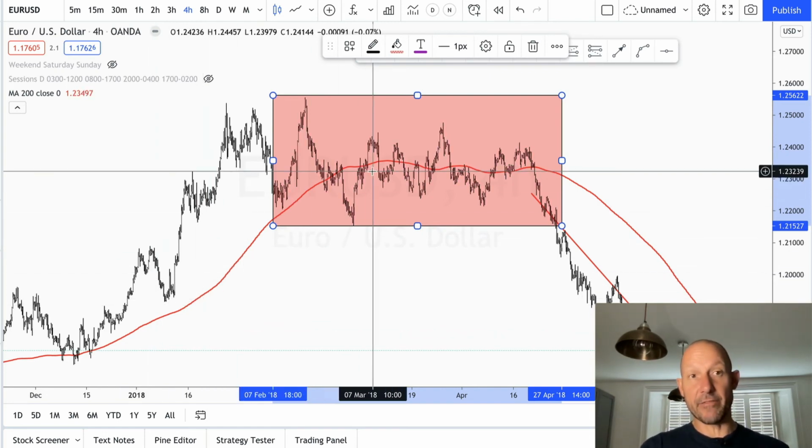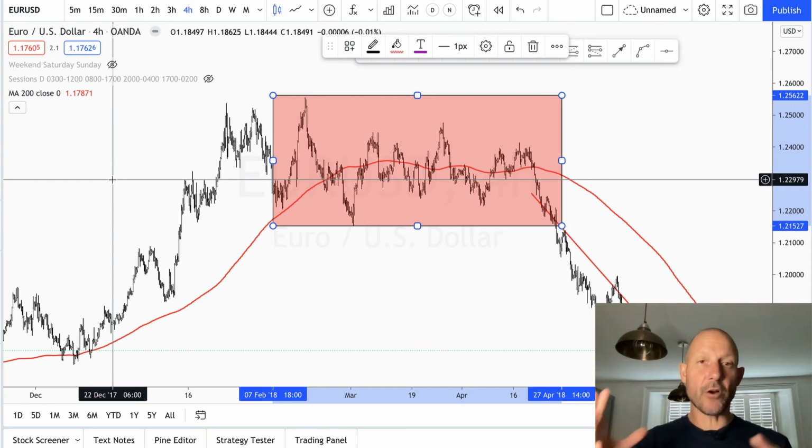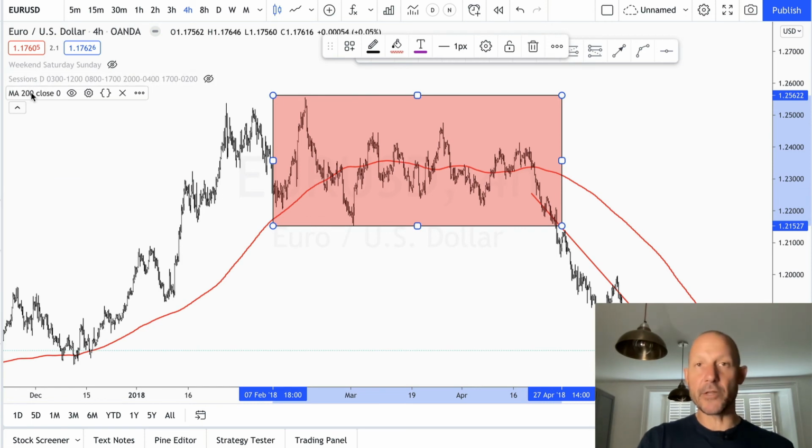But in this video, really, I just wanted to talk about how they're made up and what makes up these moving averages. So hopefully I've explained this well enough. It's just based on previous price and number of candles, depending on whether it's an MA200, an MA50, an MA13, or whatever it is that you've got. It's just based on the previous number of candles that you've got on the moving average.